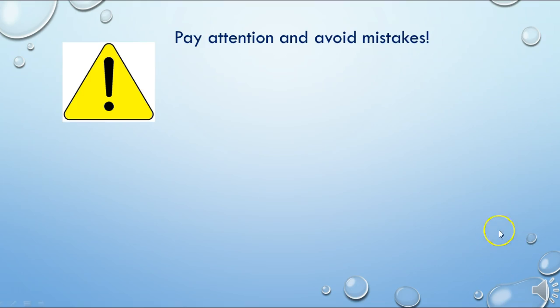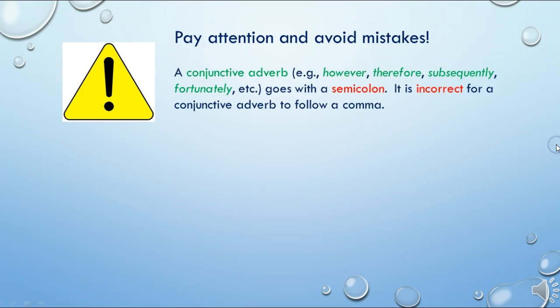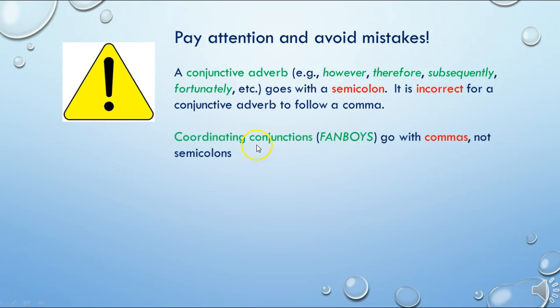Pay attention and avoid these mistakes when you're using semicolons. If you have a conjunctive adverb, such as however, therefore, subsequently, fortunately, consequently, any of those words that were on that list, it does go with a semicolon and not a comma. So if you're going to use one of these words that indicates the relationships, one of these conjunctive adverbs, make sure you have a semicolon. And if you're going to use a coordinating conjunction, that's again for, and, nor, but, or, yet, or so, those words are going to go with commas, not semicolons.